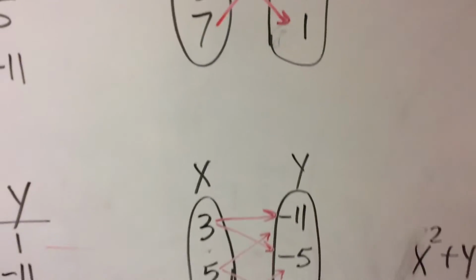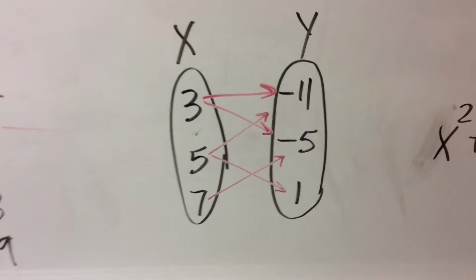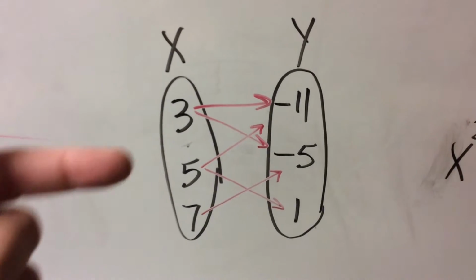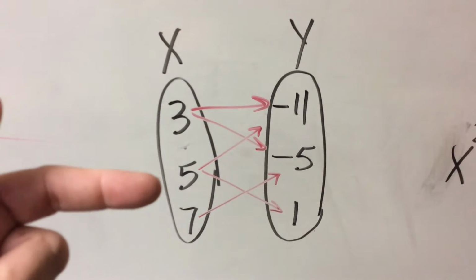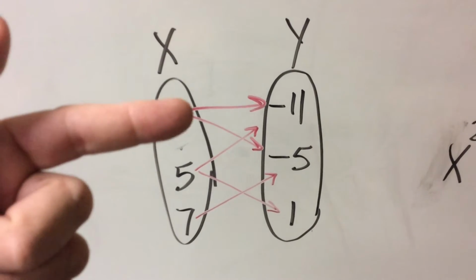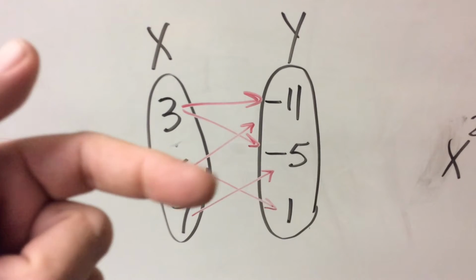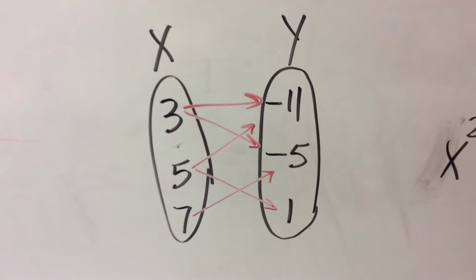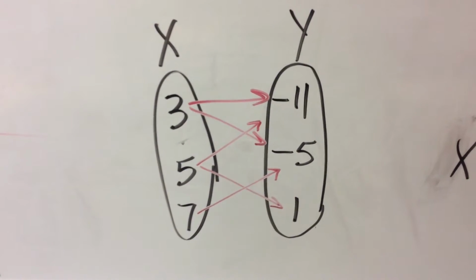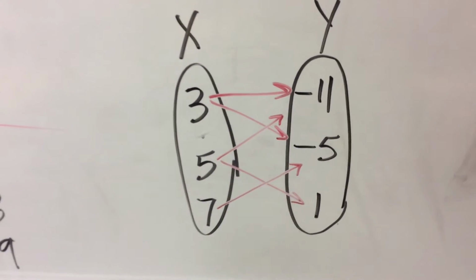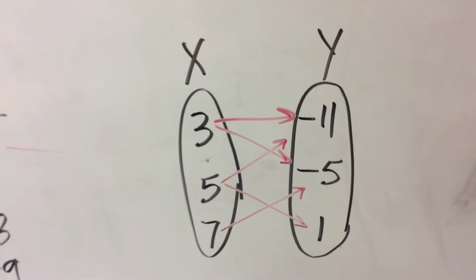An example of a mapping that's not a function would be right here, where you can see that this x value, the 3 and the 5, are both going to more than one thing. They're paired with more than one output. They have more than one answer in that problem. So this is not going to be a function because each x value is not paired with just one y.